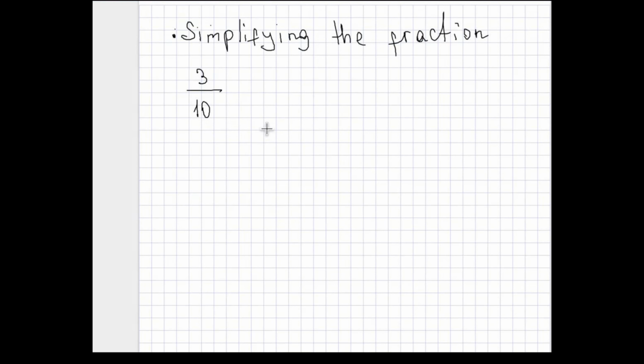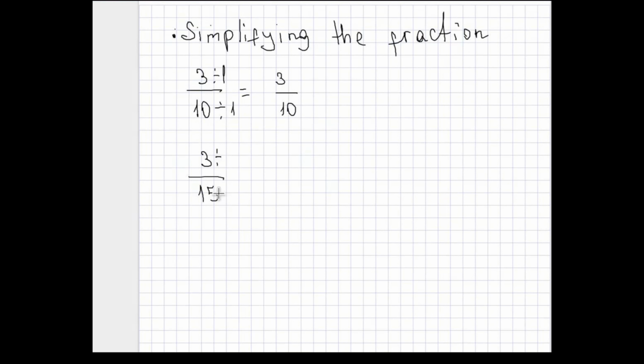Simplify, it means to divide numerator and denominator by the same number. Here I see that 3 and 10, I can divide only by 1 and I will get again 3 over 10. So here the simplifying process is impossible because divide by 2, it doesn't mean simplifying because we get the same answer.